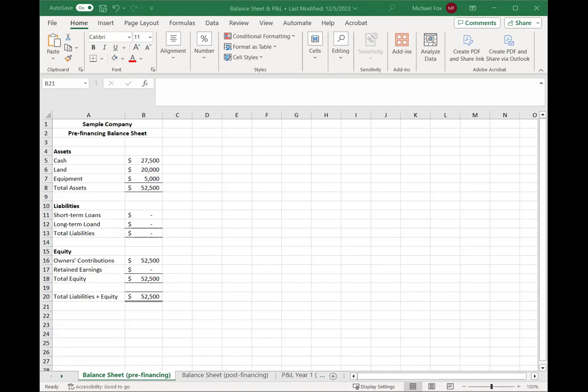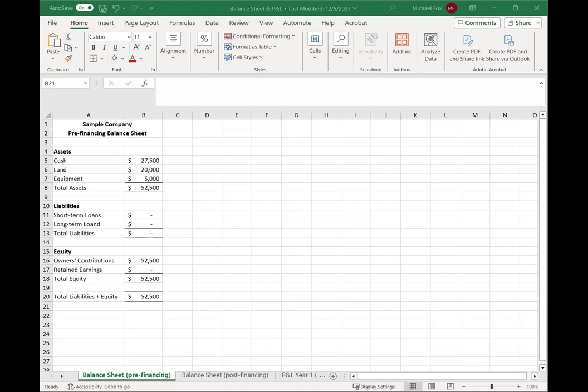So typically, when we create a balance sheet for a pre-financed business or a business that doesn't have anything yet other than what the owners have brought to it, we'll create what's called a pre-financing balance sheet and then a post-financing balance sheet. And a pre-financing balance sheet just includes all of the assets, that's the things the business owns, the liabilities, any debts the business has, and then the equity or the money put in by the owners before the business starts. So up on the screen, I've got a sample of what one looks like.